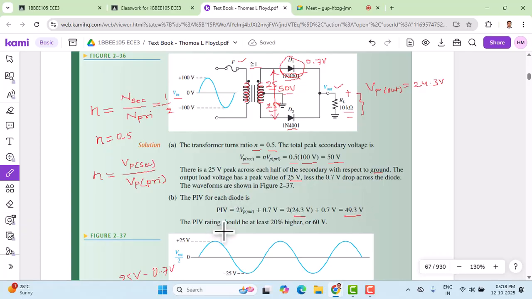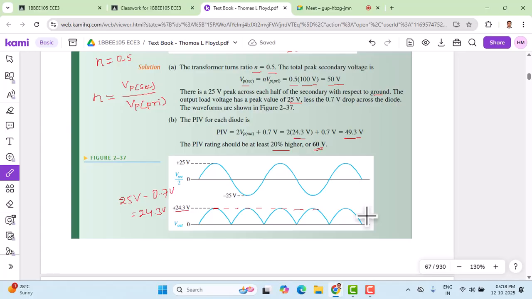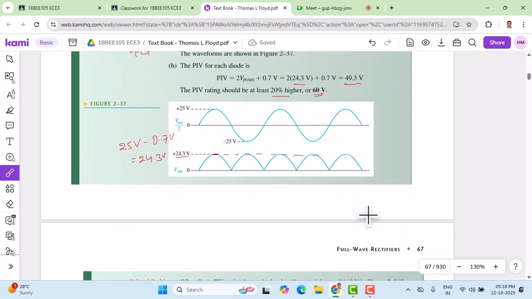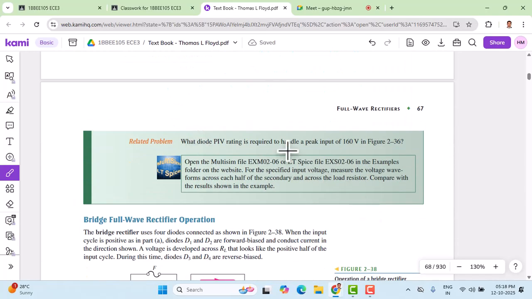And as it was stated, the peak inverse voltage rating should be at least 20% higher. So 20% higher than this gives me around 60 volts. So that is going to be the rating I should choose. The diode's rating should be chosen such that it can withstand up to 60 volts, though the peak inverse voltage is 49.3 volts. So that's about the problem. And there is again a related problem, which students can solve on their own, similar to this problem.